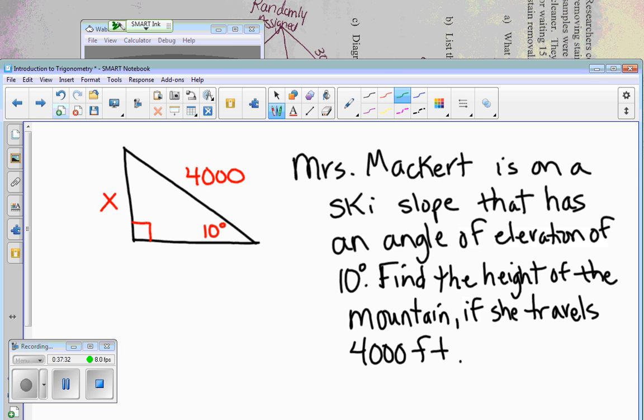So we need to label our O, our A, and our H. What's x? x is the opposite of the angle, because this is the angle we're talking about, right? So it's going to be the O, and the 4,000 is going to be the H. Which trig function? SOHCAHTOA, sine. Okay, so it's the sine of my angle, so the sine of 10 is going to equal x over 4,000. Very good.